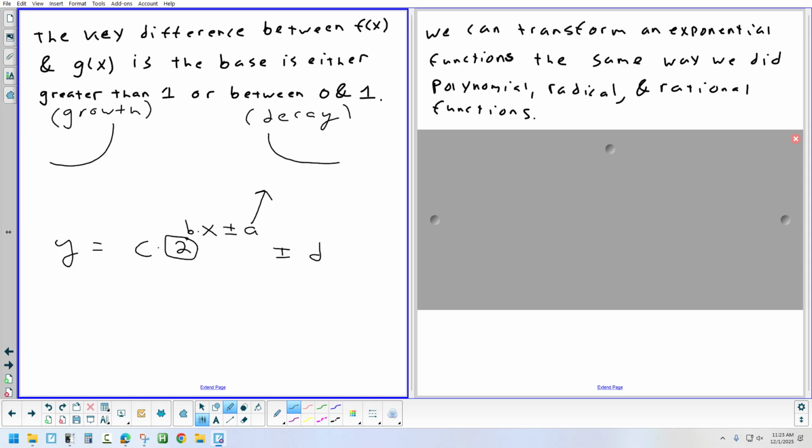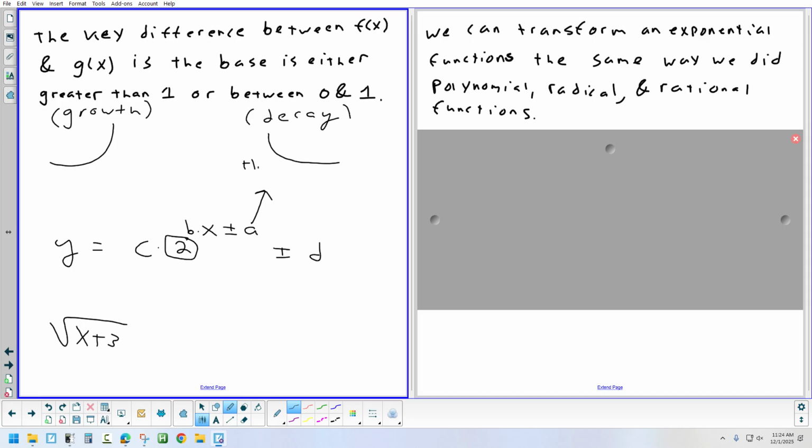When you add or subtract, is that a shift or a stretch? That's a shift. And because it's inside the exponent, would it be a horizontal or would it be a vertical? Well, when we did radicals, what would this do? That's adding inside the radical. Would that shift it 3 units left or right? Or would that shift it like 3 units up or down? This would be left and right. So whenever you do it inside, it's a horizontal shift.